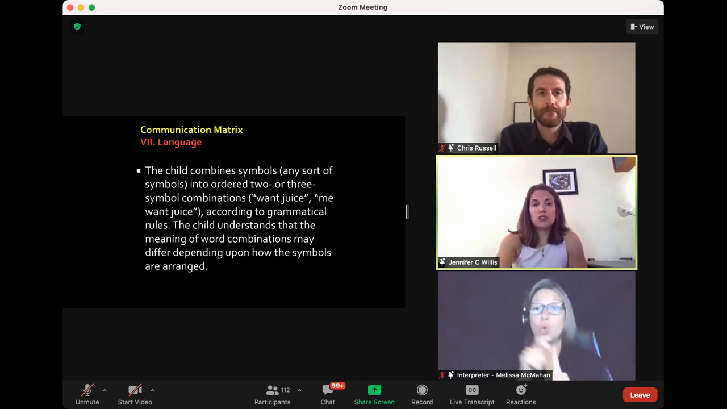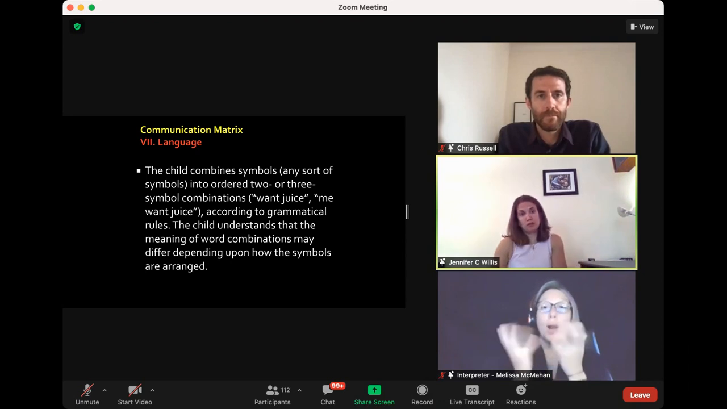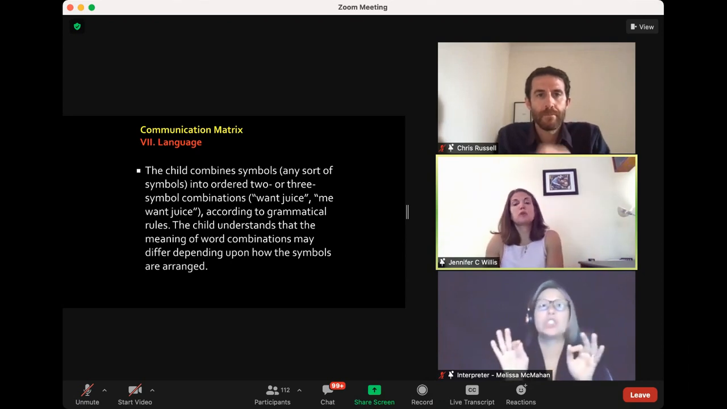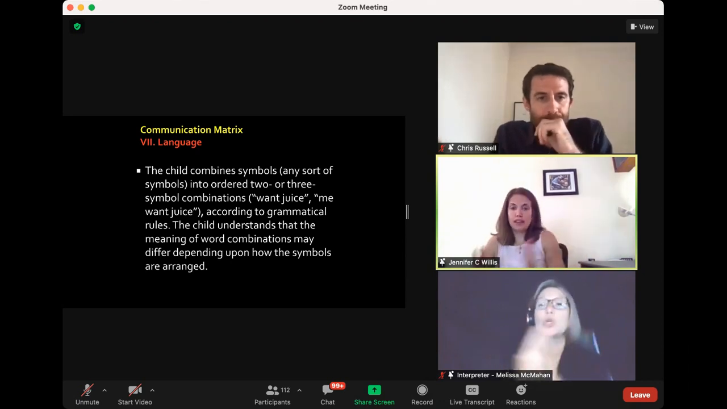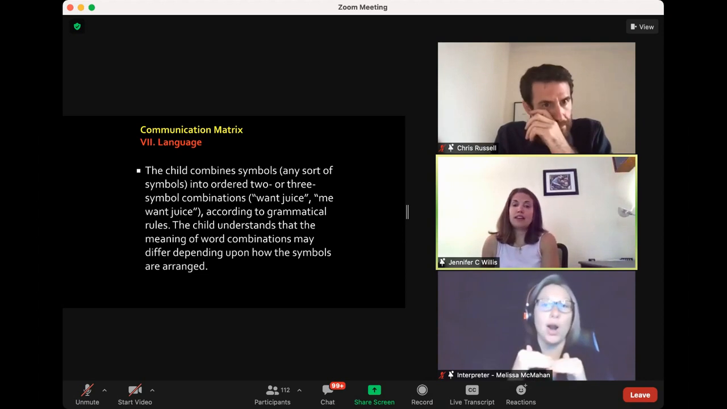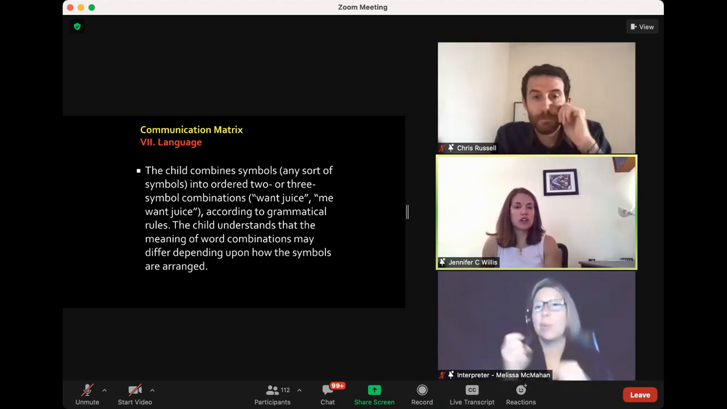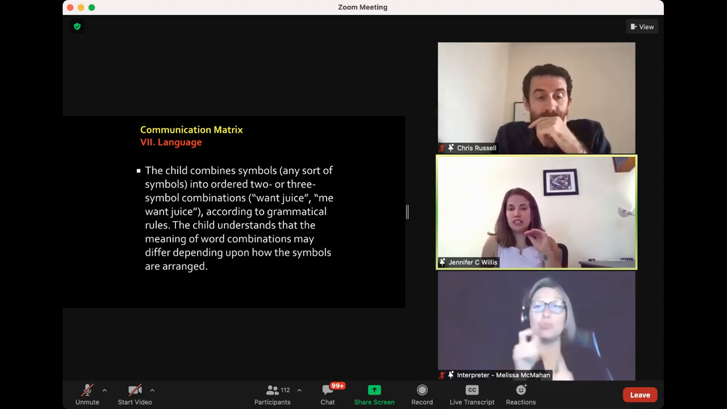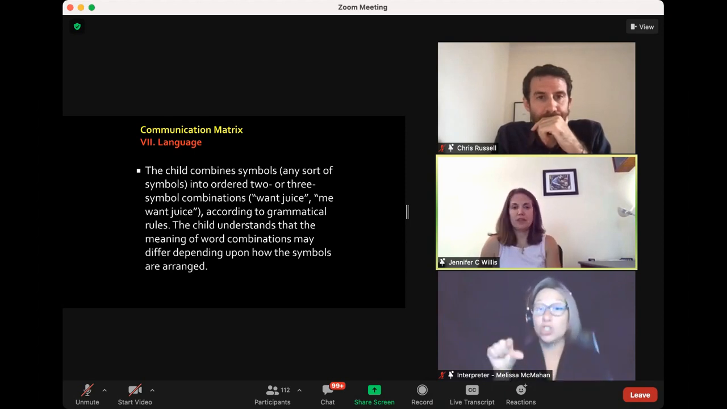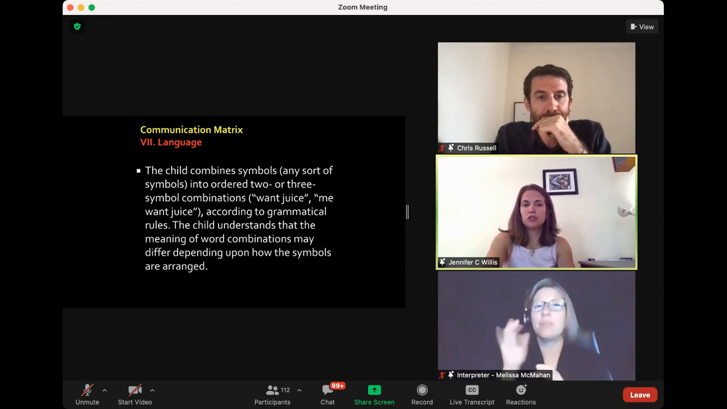And then when we move into more combined language, combined abstract symbols, this is where we're using 2 or more in conjunction. And again, it could be signs, it could be spoken words, it could be putting sentences together on a speech generating device. But this is where we really start getting into more of the grammatical structure of language and not just instant, immediate single item requests.